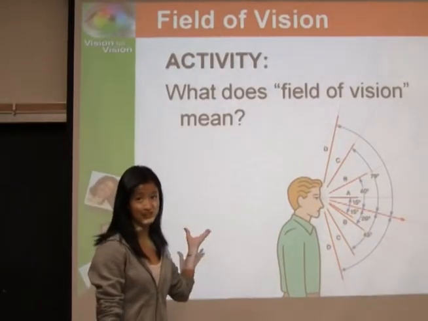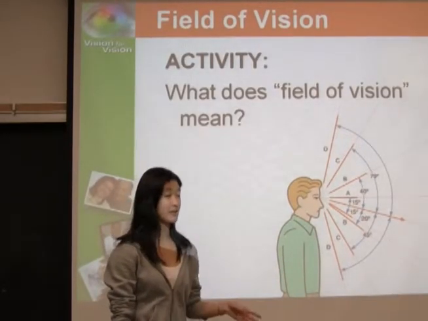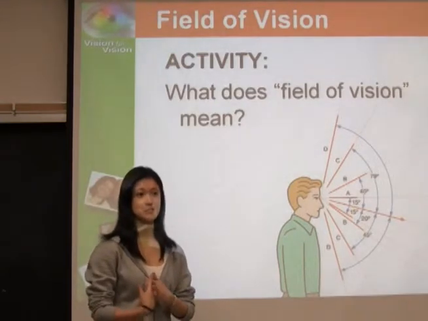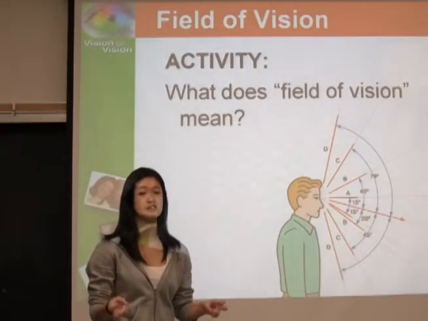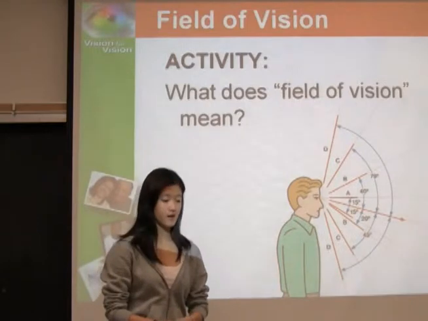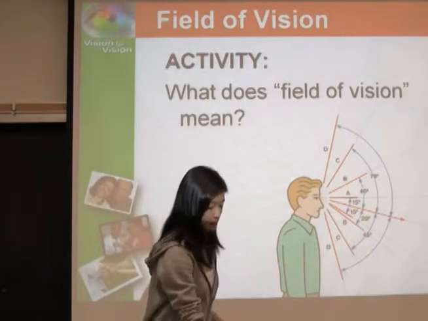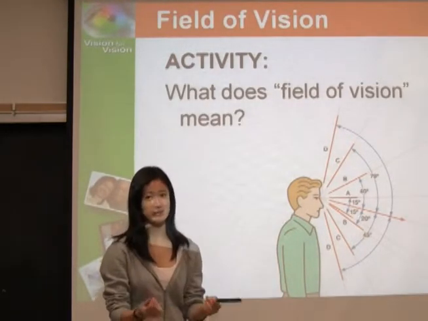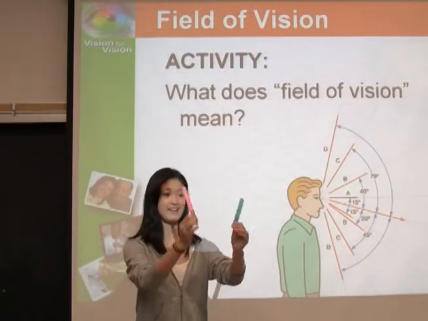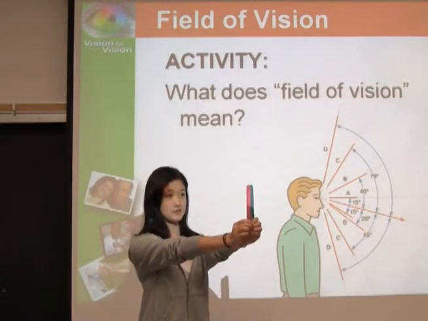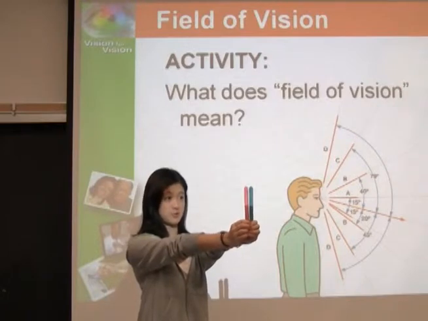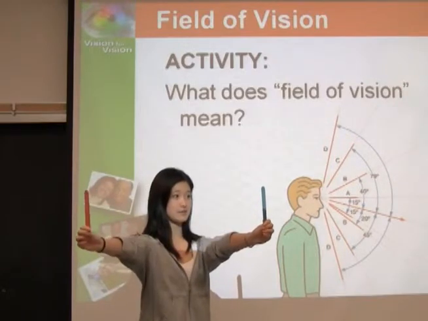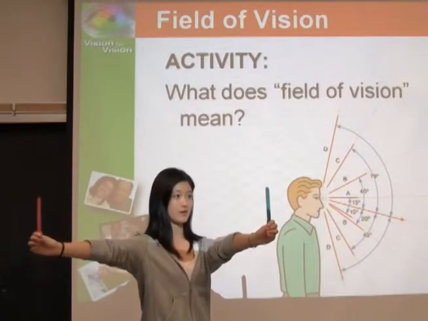So we have an activity for you. It's just a little game that will help you understand what field of vision means, because field of vision is what glaucoma really affects. So we have 2 popsicle sticks. Well, we have lots of popsicle sticks, but you'll take 2 and hold them both in front of you, and make sure you keep one of them in front of you and move the other one out to the side until you can't see it anymore.